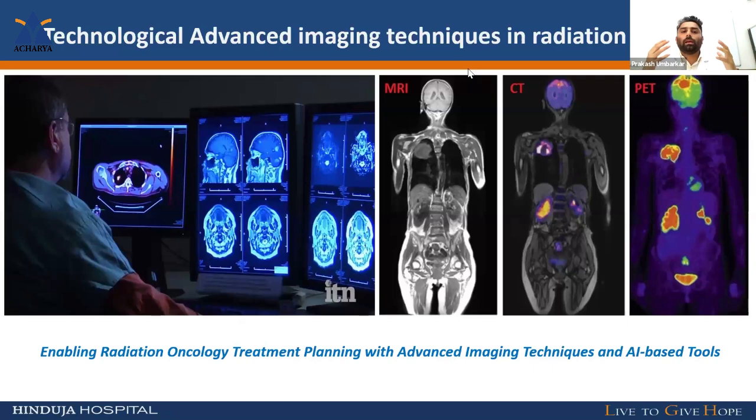Suppose I give one fantastic example. Those of you working in the CT scan department, take a brain MRI image and a brain CT scan image and compare them. You will see a significant difference between the two images: in CT scan images we cannot get appropriate imaging quality and good anatomical information.